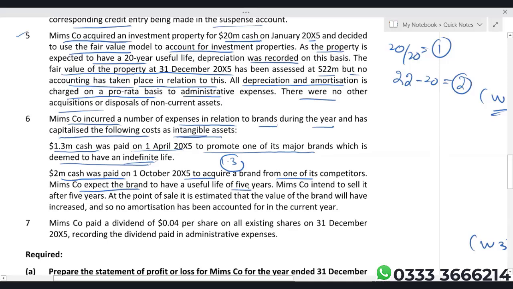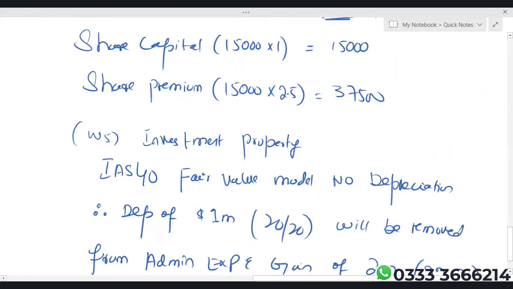So this brand will be amortized over 5 years. MIMS Company intends to sell after 5 years. At the point of sale, it's estimated that the value of the brand will increase, and so no amortization has been accounted for in the current year. So there are two problems. Number one, an internally generated brand you cannot capitalize, so we have to expense out 1.3 million. Second, the brand which MIMS Company has bought, they should have amortized over its useful life, which is 5 years. And from 1st October till December, there are 3 months. So working 6, I believe.